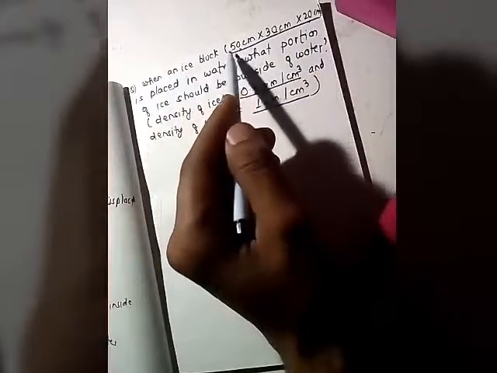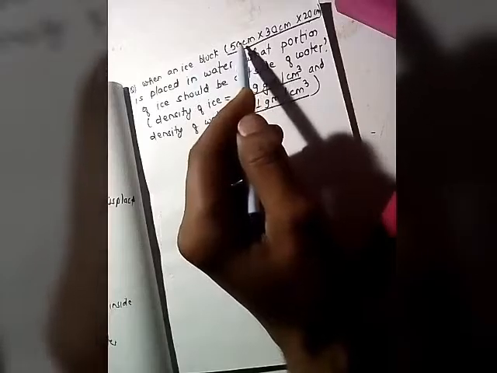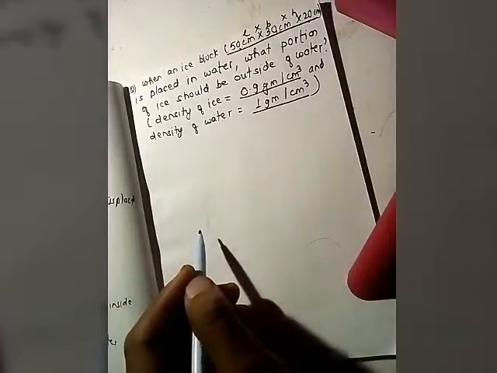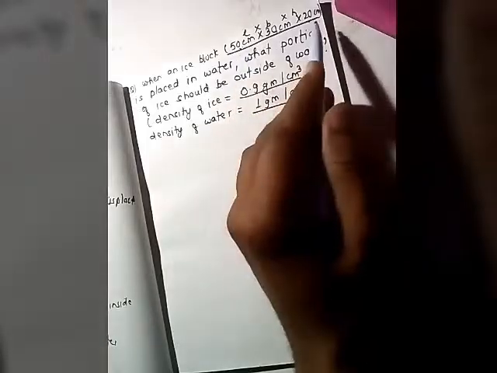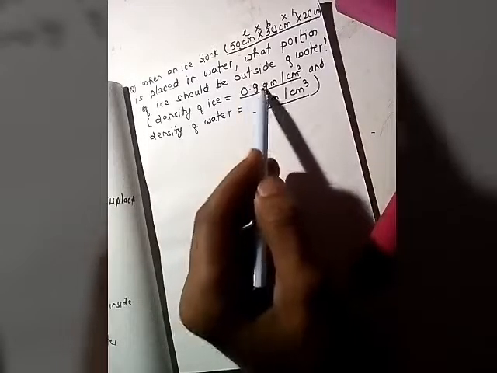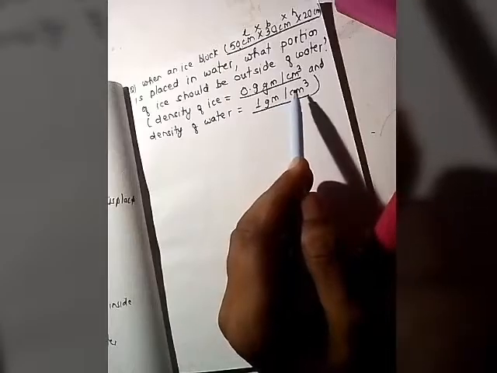So what are we given? These are the dimensions of the ice block, length into breadth into height. This always follows this pattern, L into B into H, that means the volume. If you multiply these three things, we get volume of ice. Next, density of ice is given 0.9 gram per cm cube, and density of water is also given 1 gram per cm cube.